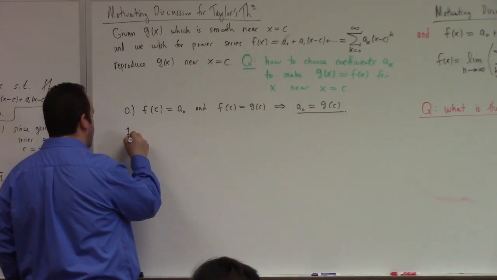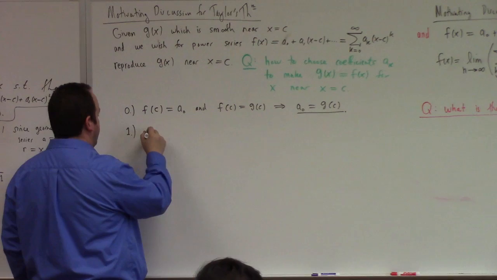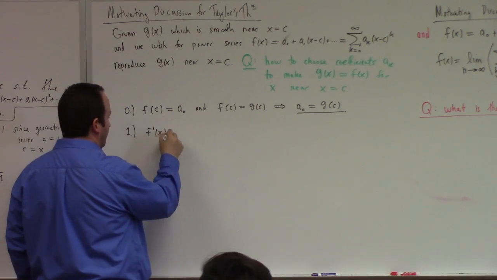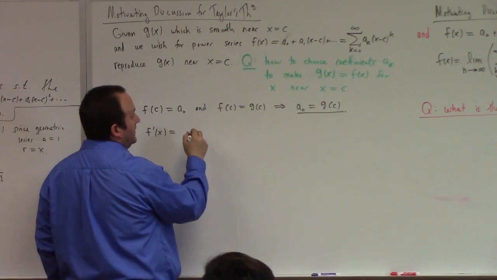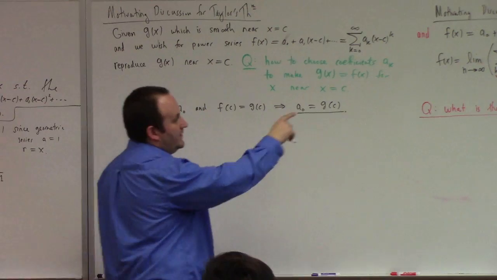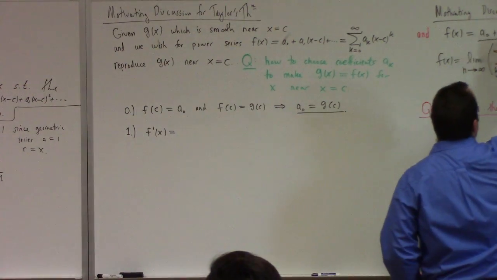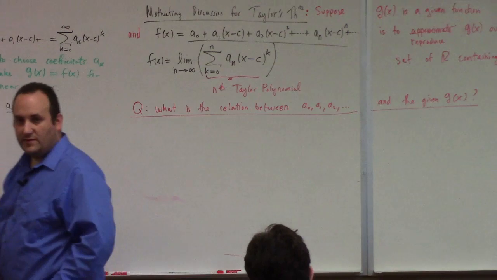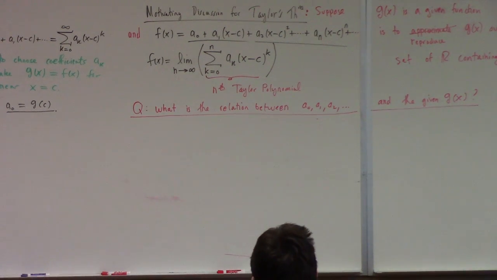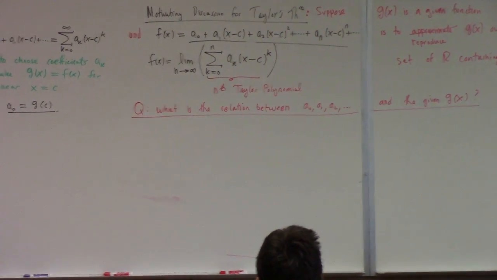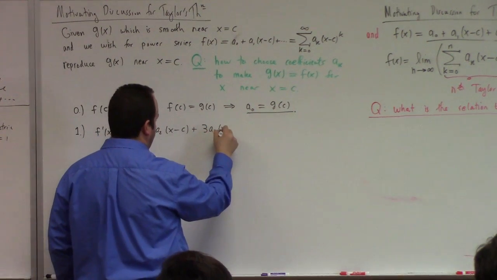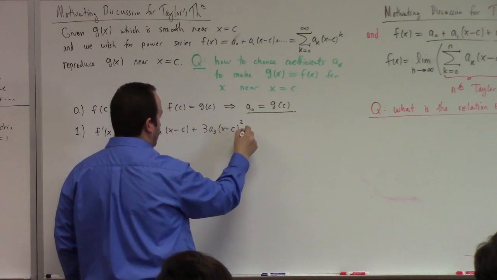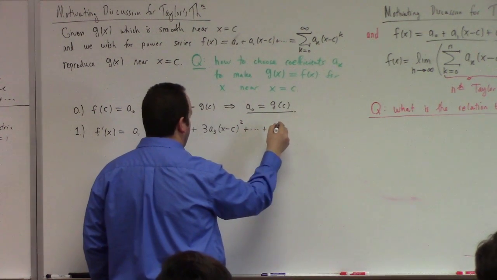How about the next thing I can do? I can take my power series and differentiate it. What's f prime of x equal to? It's going to be differentiating term by term. If you look at this over here, it's easier to look at. So differentiate this term by term. What happens? A sub 0 differentiates to 0, right? And what's the derivative of a1 times x minus c? It's just a1, right? So a1 plus a2 times x minus c plus 3a3 times x minus c squared plus dot dot dot. I'll write the kth one.